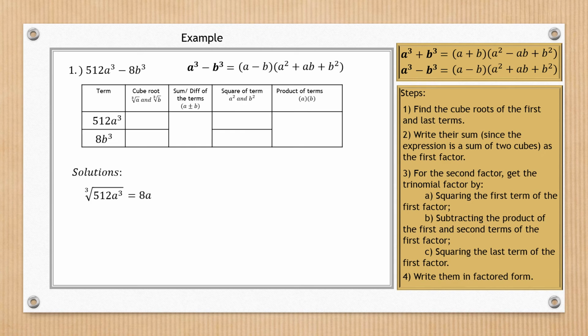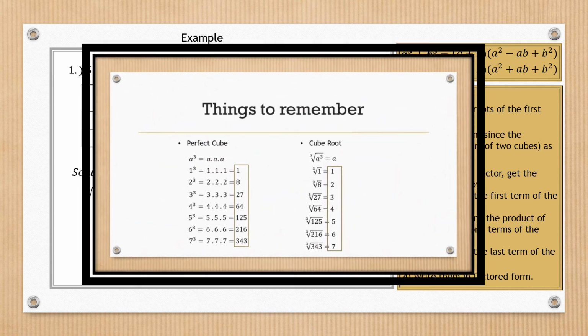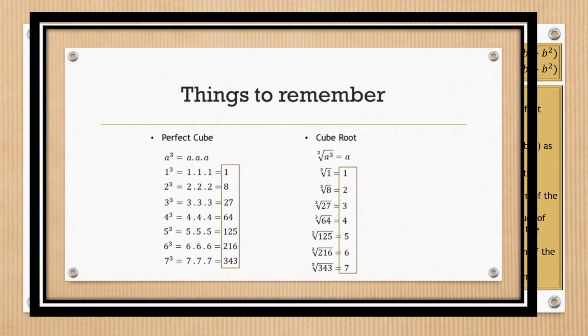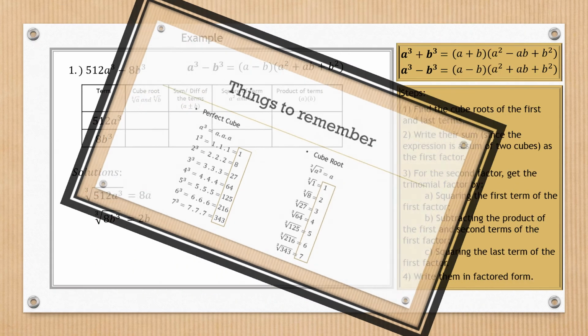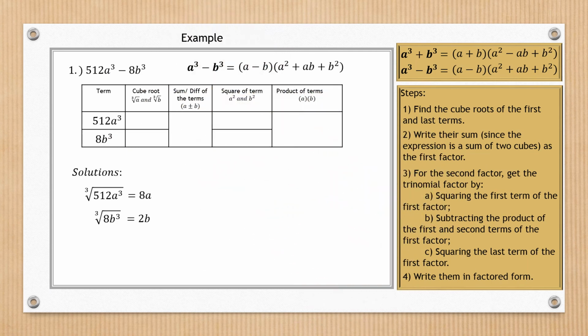Then you find the cube root, so that you can solve faster. Next, 8b cube. So we all know that 8 is a perfect cube. Your cube root is 2, and the cube root of b cube is b. Again, this is what I told you earlier. Okay? So until 7 only so you can continue the rest of the numbers that are perfect cubes. Let's continue. Since we now have the cube roots, you write it down. And next, you have the sum or difference of the terms. Since it is minus, it is the difference of the terms: 8a minus 2b. Okay? We're done.